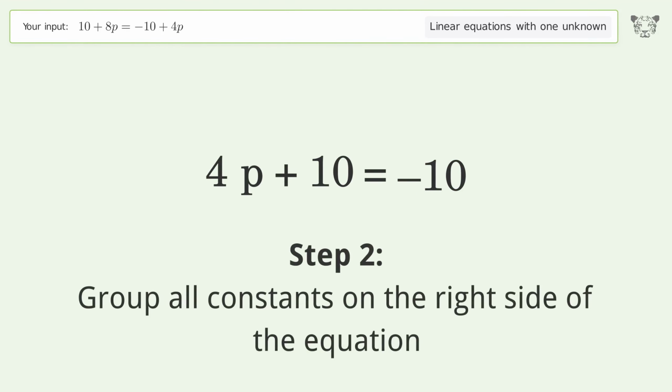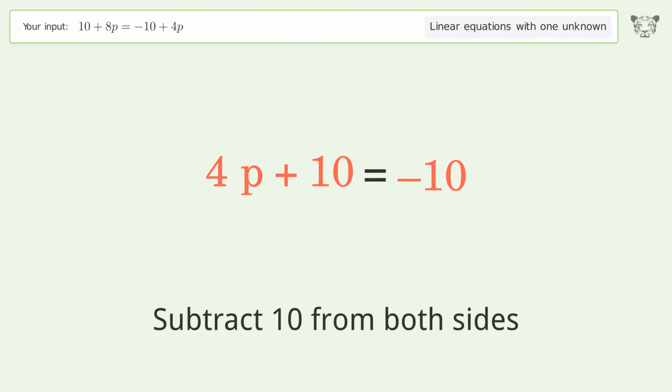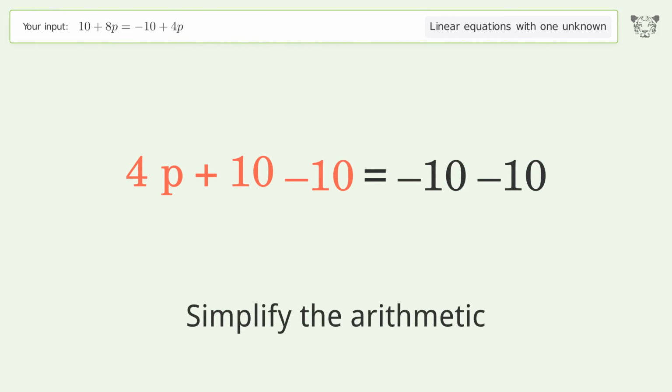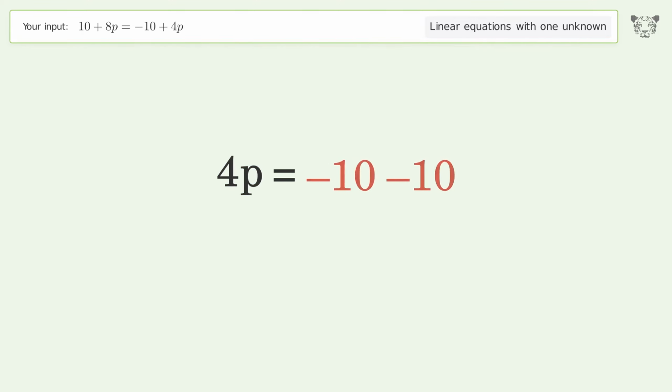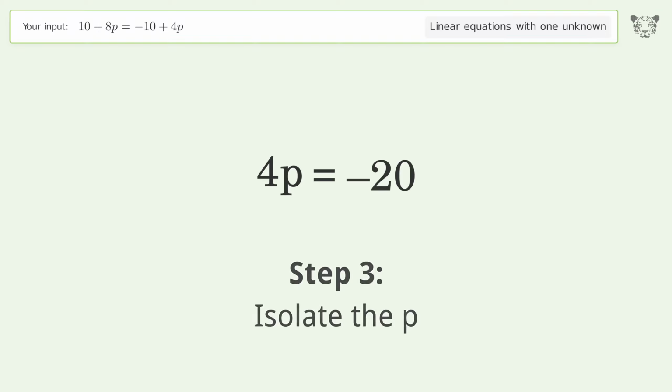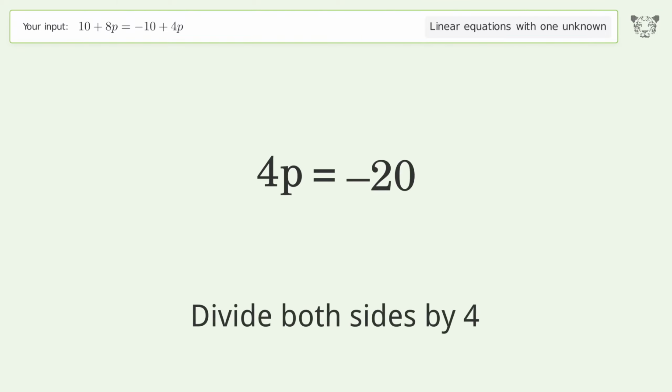Group all constants on the right side of the equation. Subtract 10 from both sides. Simplify the arithmetic. Isolate the p. Divide both sides by 4.